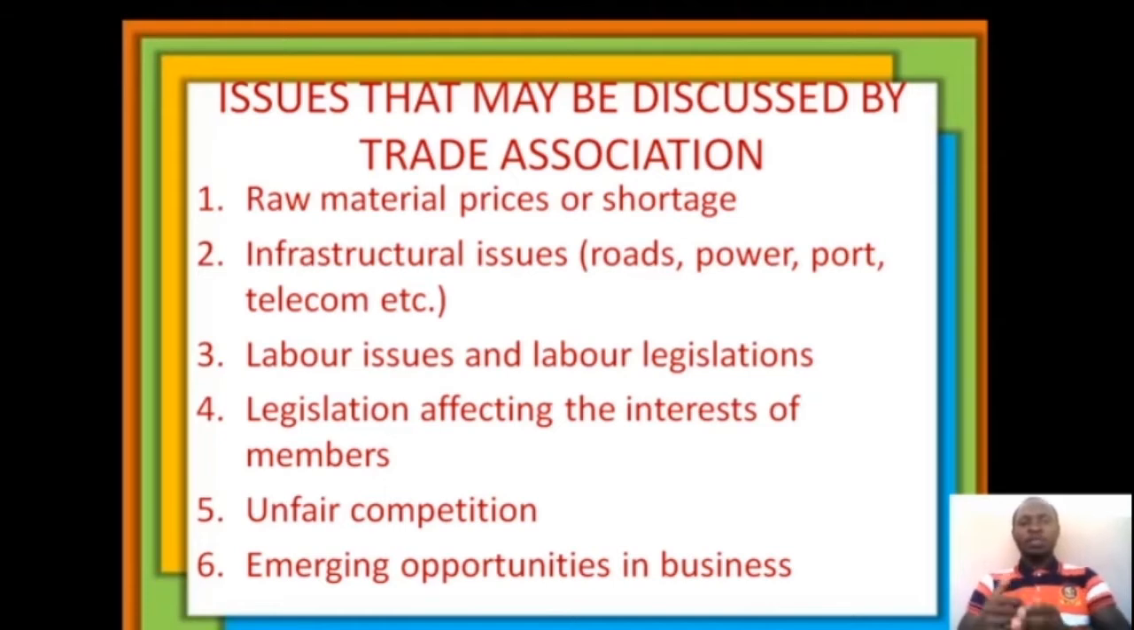Now, here, there might be some things that are ongoing in the business world or in the national economy that are not helping their business to thrive well. So when they come together, they discuss it and see how they can tackle it. They will come up with solutions and then move forward. So we have raw material price or shortage. If they are not okay with the price, they see how they can discuss it and probably influence the price. If there's a shortage of raw materials, they see how they can influence an increase in production.